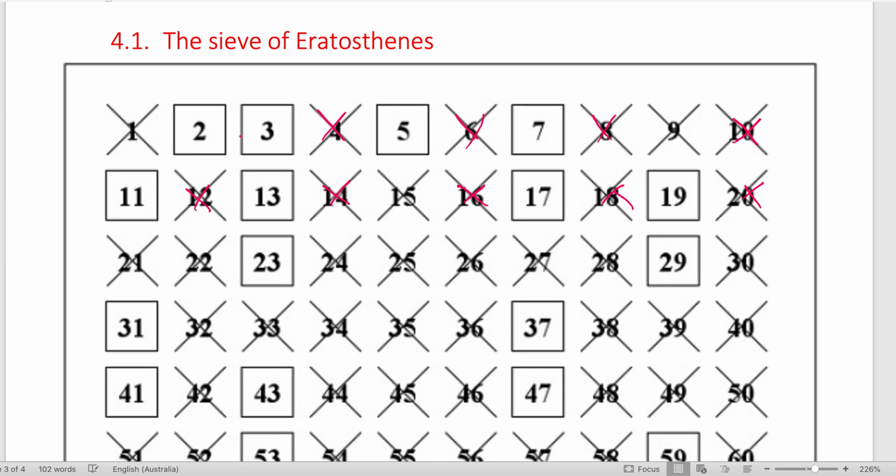Then I say, okay, 3, we tested 3. Yes, 3 is a prime number, so we leave it there. We already have crossed 4, so I don't have to test 4. Then I test 5. Sorry. When I say, okay, 3 is a prime number, then I'm going to cross out all the multiples of 3.